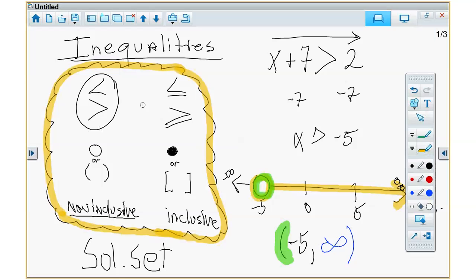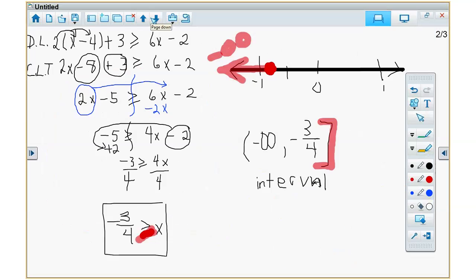Because parentheses. Infinity always gets what? It always gets a parenthesis because you can't touch infinity. It always gets parentheses. And what did we have in that one? What's this? Infinity. So it got parentheses. The only time you're going to have brackets is when you have two numbers. Two brackets, you're going to have two numbers. And we're not going to worry about that right now. I don't think we'll have any of those. We might. I don't know.